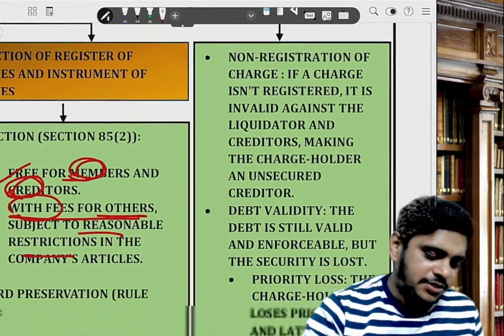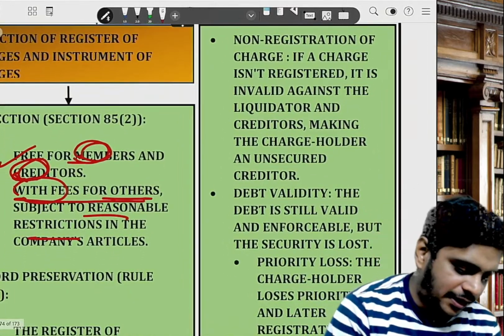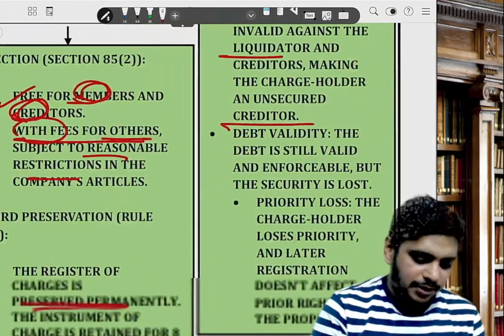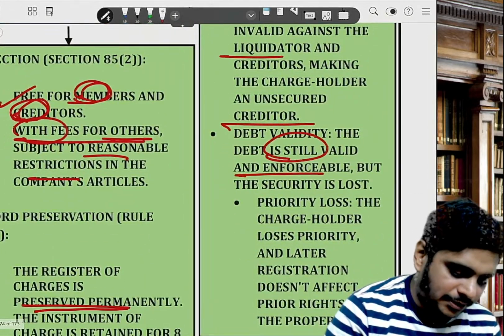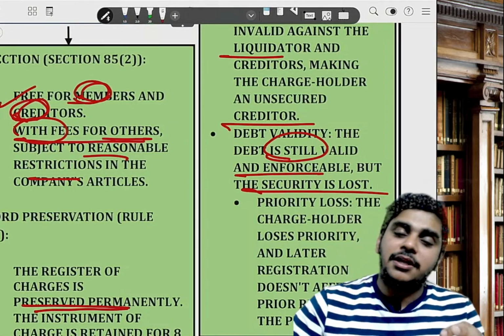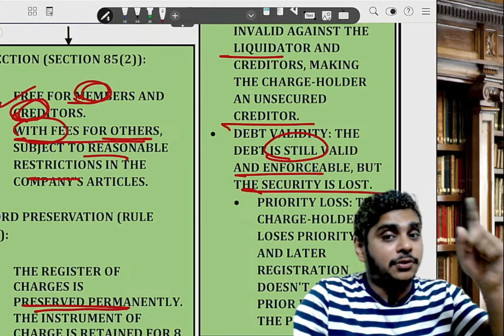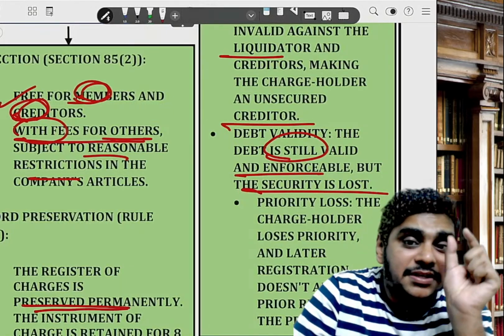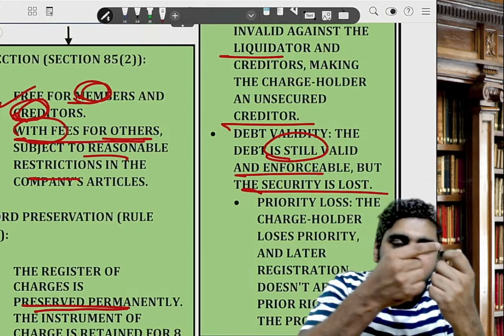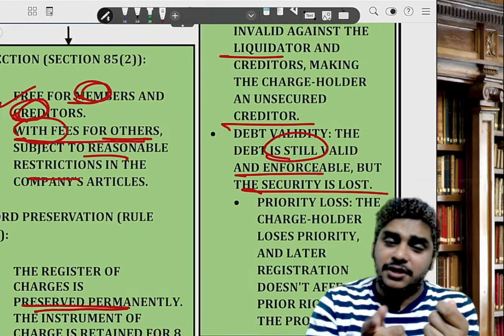If a charge isn't registered, it is invalid against the liquidator and creditors, making the charge holder an unsecured creditor. But the debt is still valid and enforceable; only the security is lost. The problem is when the company goes into liquidation. Remember this concept: even if the bank is a secured creditor, the bank will become an unsecured creditor when the company goes into liquidation.